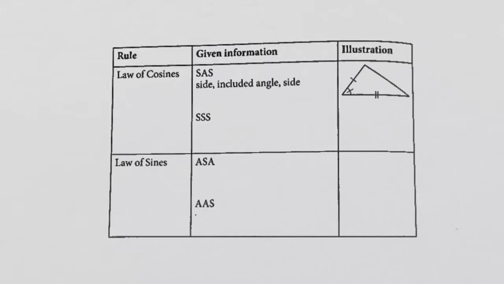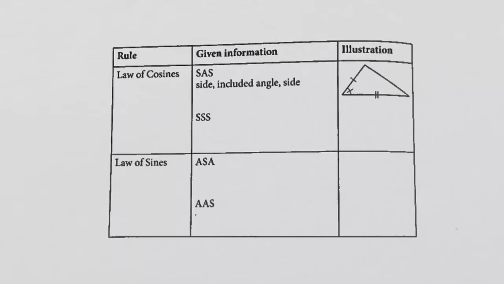So let's just look at the law of cosines first. Here in the example, they start out with side, angle, side, and that's side, included angle, and side. The word included angle is really important because later on we're going to use a formula to find the area of a triangle, and you can only do it with an included angle. It has to be side, angle, side. So you have to find an included angle.